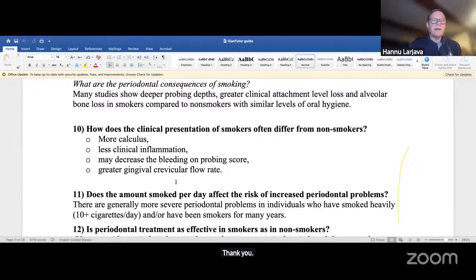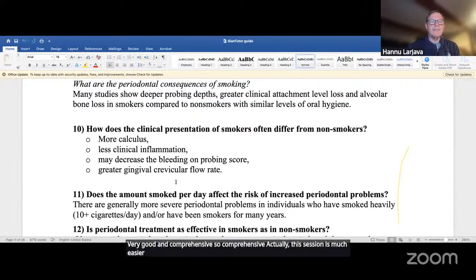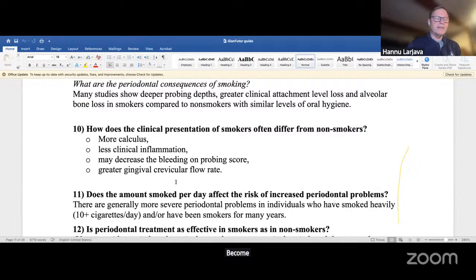Very good and comprehensive. Actually, this session is much easier to run when we have professional folks answering rather than students who just sit silent in the room and don't necessarily have any answers to any of these, and many of them become learning issues in the end of the day.